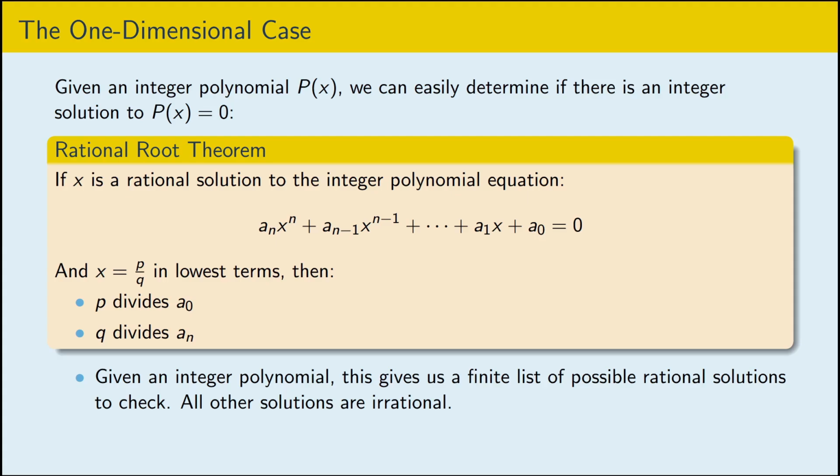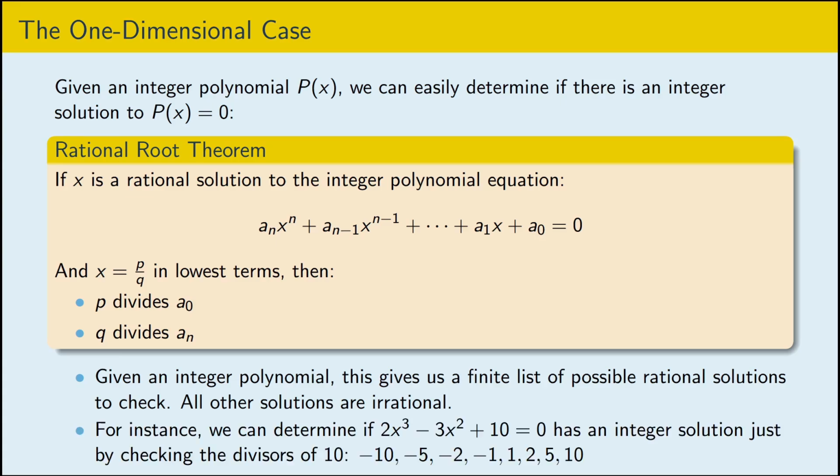And if it has an integer root, then q must be 1. So really we're just looking for divisors of the constant term. So for instance, if we want to check if 2x cubed minus 3x squared plus 10 equals 0 has an integer solution, we just need to try plugging in the various divisors of 10 into our polynomial: negative 10, negative 5, negative 2, negative 1, 1, 2, 5, and 10. If any of these give us 0, we have our solution, and if not, there's no integer solution.